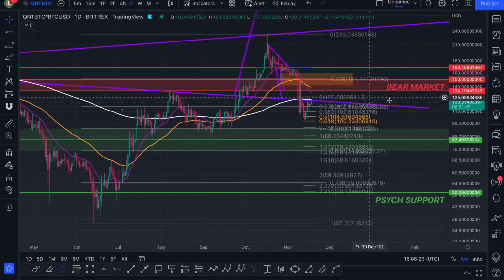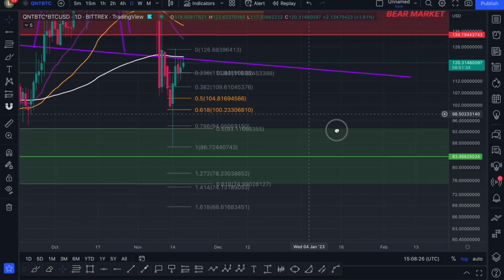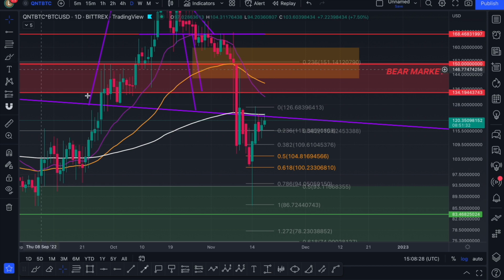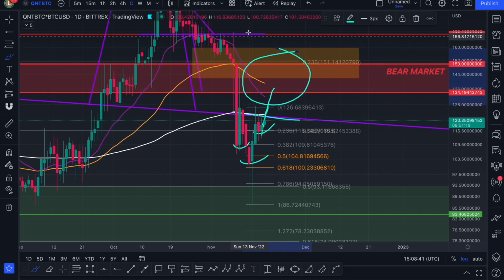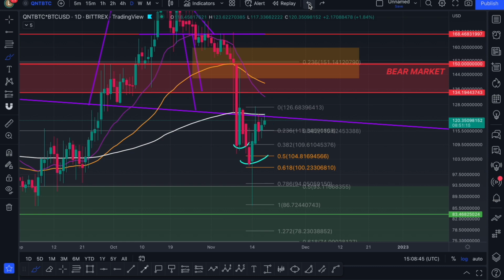So let's head into Quant right now. We'll go into that inverse head and shoulders which we are seeing, but at the moment we actually haven't closed above the neckline. The neckline is the 200 EMA as well as $122. If we're seeing a daily candle close above that, it's going to signal that we're going to see this push into this, of course, big area of resistance, guys. There's so many boxes for days.